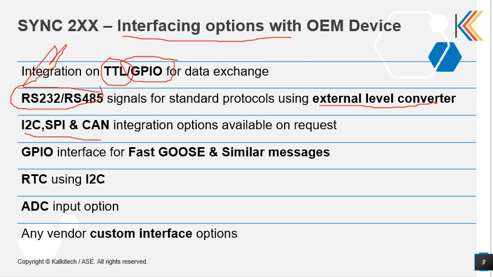There are options to interface like I2C, SPI, CAN. GPIO can be used for fast Goose and similar messages. RTC can be interfaced using I2C. There is an ADC option. There are multiple custom interface options as well. So depending upon your device and its capability, we are flexible to get it interfaced to your device. That is the key point.